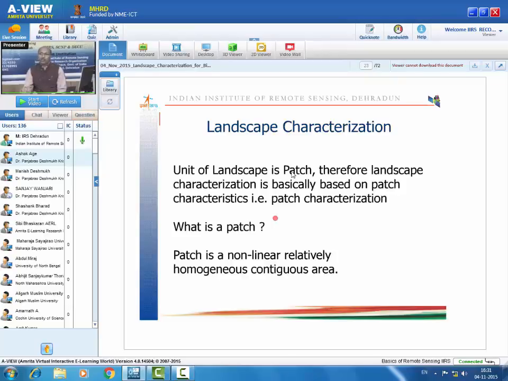So I can define a patch as a non-linear, relatively homogeneous, contiguous area. So there are 2-3 terms. One is non-linear, another is it should be homogeneous, and third it has to be a contiguous area. If you talk about a patch along the roadside or along the railway line or along the canals, we cannot consider that as a patch because that is a linear feature. Here we are talking about the non-linear feature.